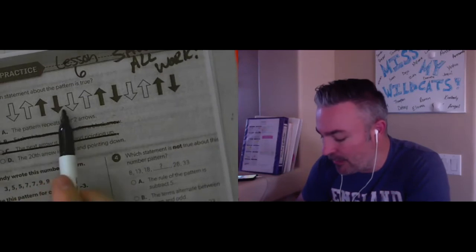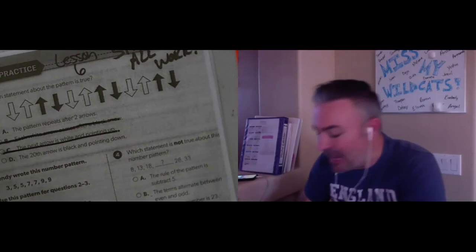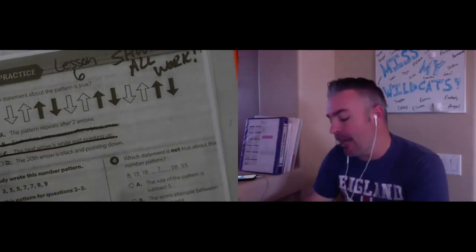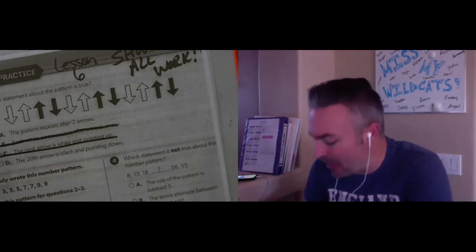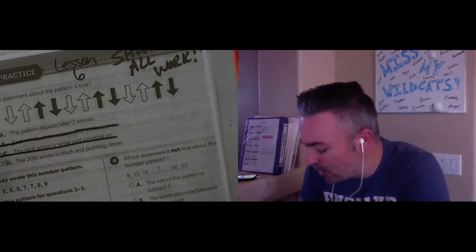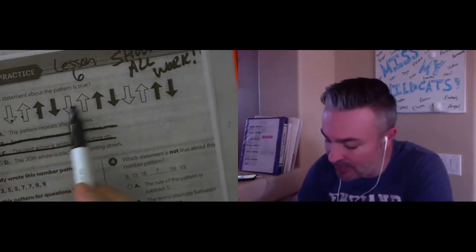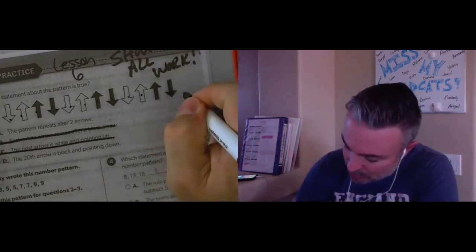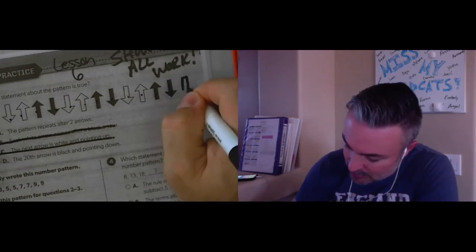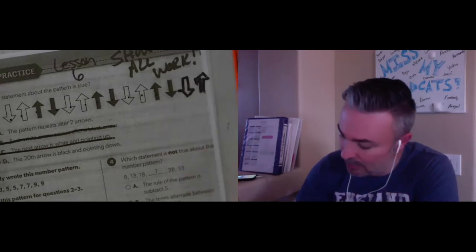1, 2, 3, 4, 5, 6, 7, 8, 9, 10, 11, 12. Now, what they're asking you to do here, I believe, is to follow this pattern out. And when you get to 20, would it be black and pointing down or not? So if we got to 12, the next arrow would be down and white, up and white. That's a horrible arrow.